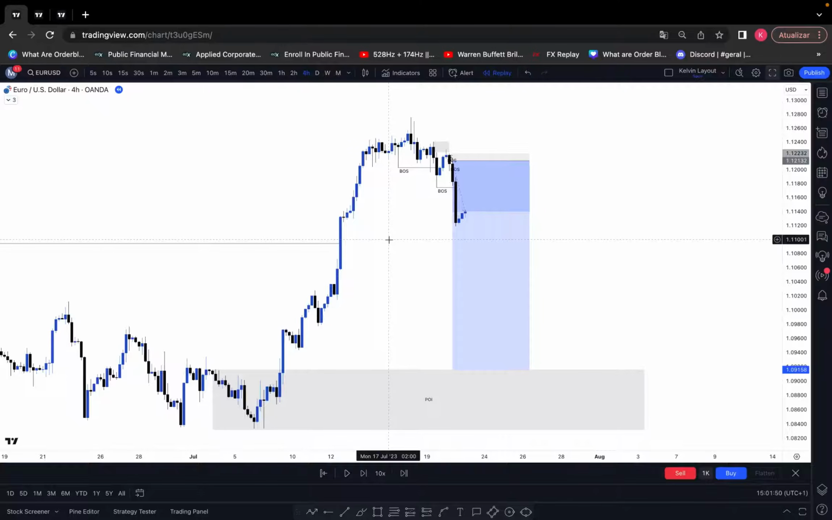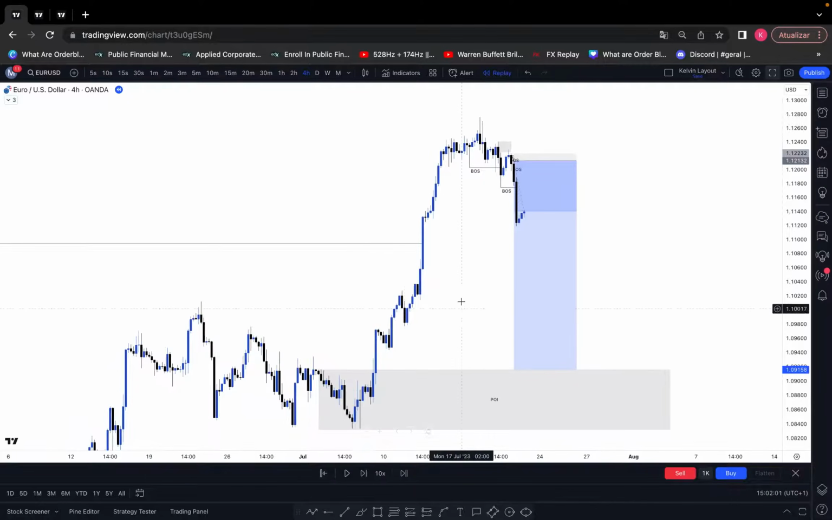So we needed the 4-hour change of character. Then at the 4-hour point of interest, we went to M15. We looked for 2 breaks of structure on M15. One break of structure could have been enough, but because the first one wasn't clean, we needed the second.